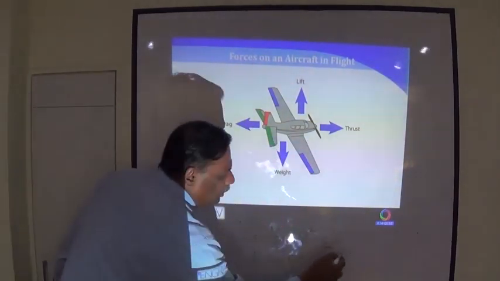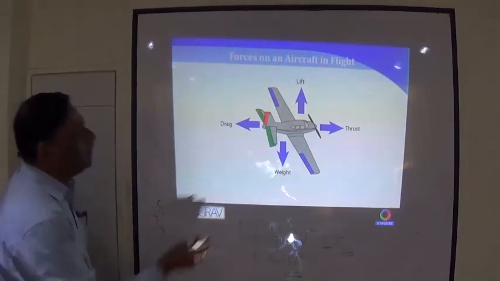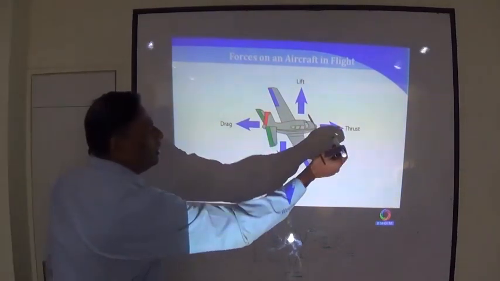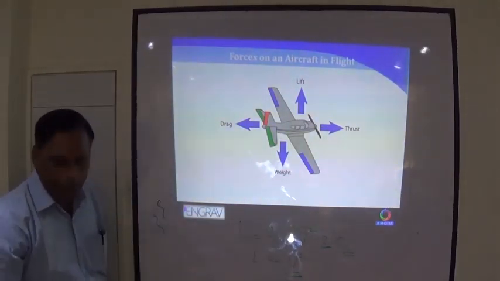And CL is the coefficient of lift, which depends on the angle of attack. I will not get into all that. The purpose of engines is to create this V squared, V.